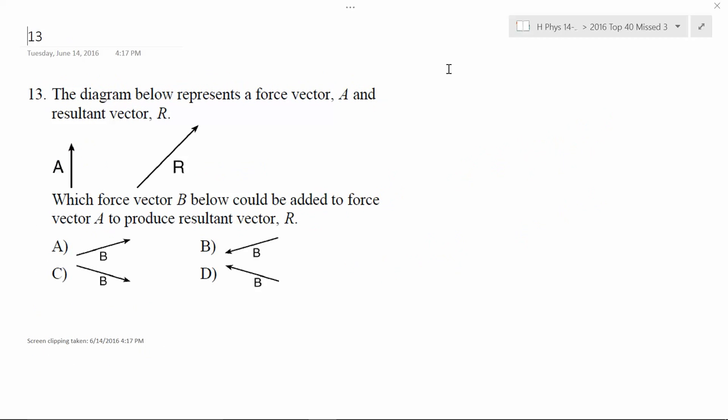13. A, this is a vector addition question. First of all, what makes it a little harder is they're not actually asking you to find the resultant. They're asking you to find what you add to the first vector to get the resultant. That's like saying 2 plus x is 5. Find x. But this is vector, so direction matters.